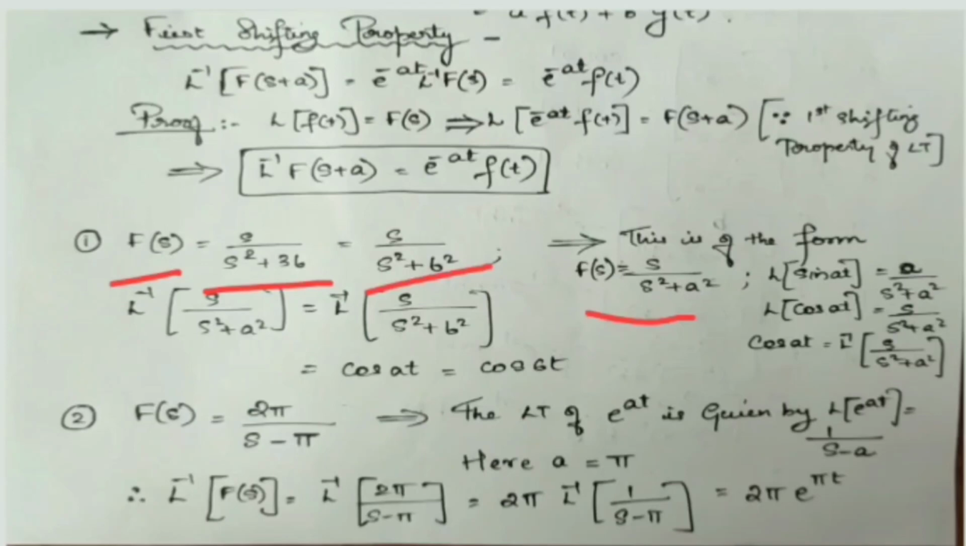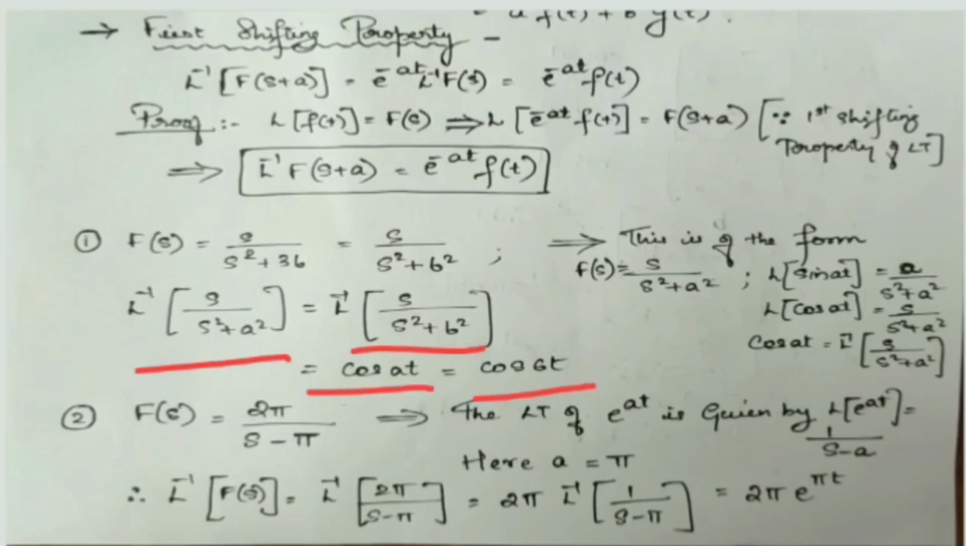Now this s by s square plus 6 square is of the form s by s square plus a square, which is the Laplace of cos at. And here a is 6. So Laplace inverse of s by s square plus a square is equal to Laplace inverse of s by s square plus 6 square, which is equal to cos at, which is equal to cos 6t.